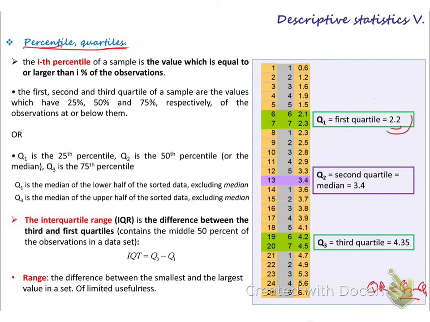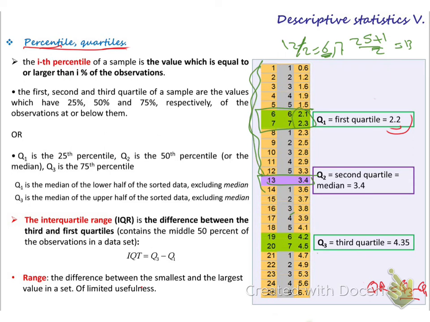So now I understood how to get the median, okay? 25 plus 1 equals 26 divided by 2 equals 13. So item number 13 will be the median. Then I get the first half here. There are 12 numbers. 12 divided by 2 equals 6. So it will be item number 6 and the next one, which is 7, items 6 and 7. So these are the new median of the small sample, which we call the first quartile.